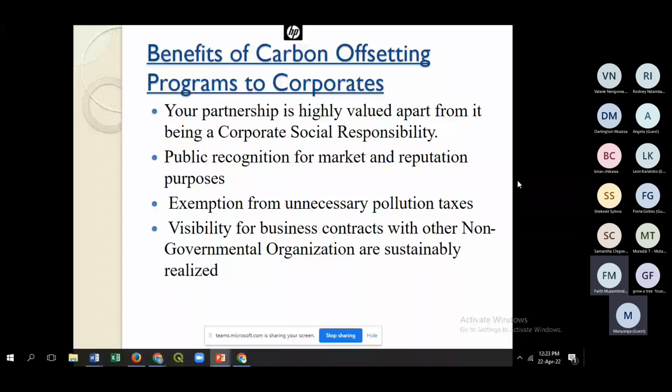With this, I thank you. We look forward to working with you and also to contribute our services to our country to be a greener and sustainable Zimbabwe. Thank you.